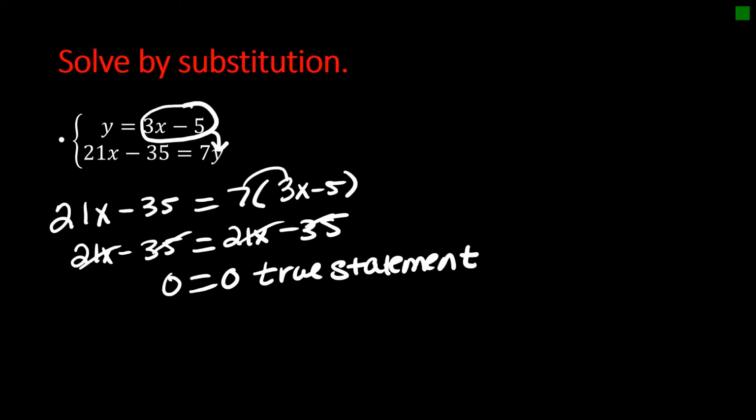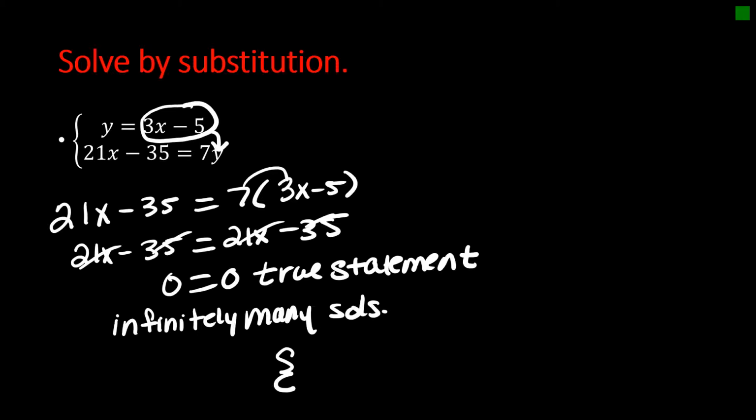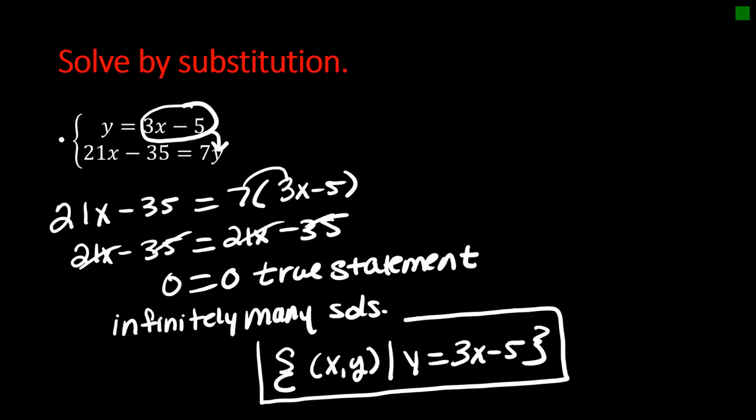So in this situation, you're going to have infinitely many solutions. And here you will find that the lines will coincide. So what is our solution set? It's going to be the set of all ordered pairs (x, y) such that y equals 3x minus 5. This is our solution.